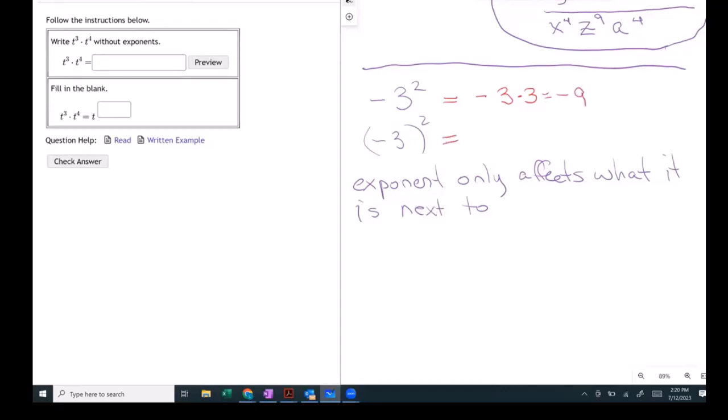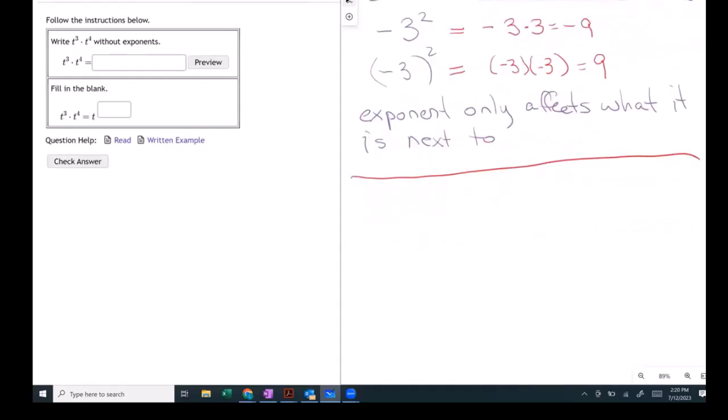This, however, is next to the parentheses. This is really the same as negative 3 times negative 3. I square what's inside the parentheses. And this gives me positive 9. That is a very important rule.